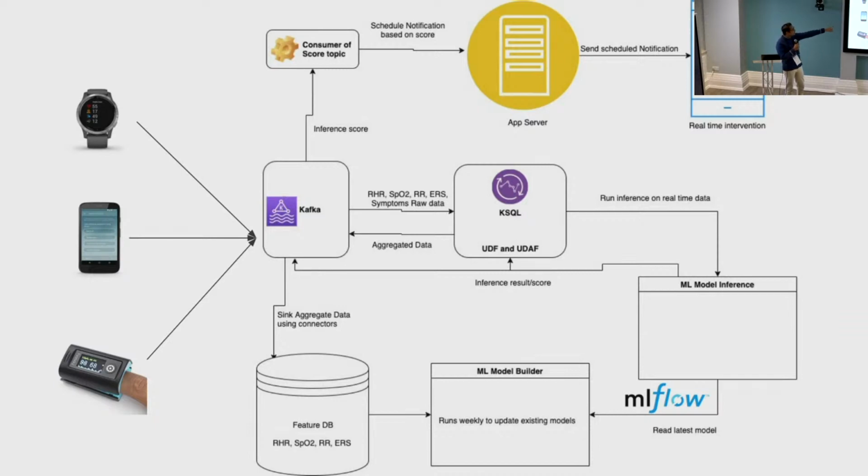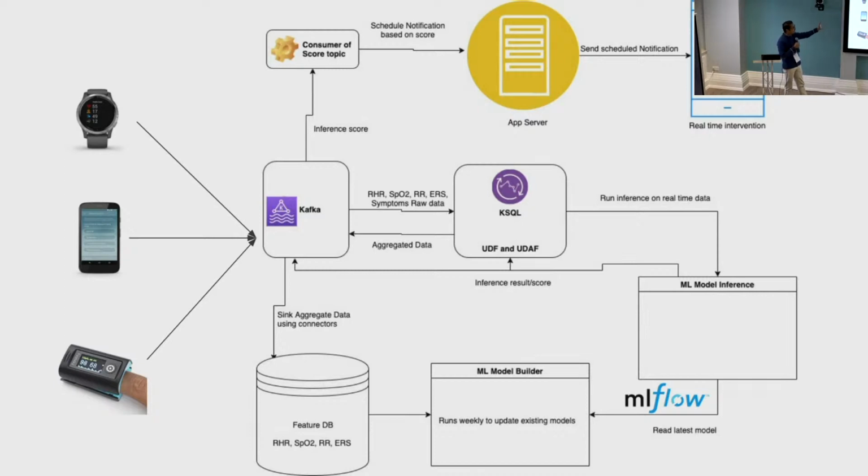Now, when new data is coming in, you can see the KSQL has a function that runs the inference in real time using the model inference. So that part is done in real time. Whenever we get new data, the KSQL makes the call to model inference. The model inference reads the latest or the best performing model from MLflow, and then runs the inference and returns the result. The result comes back here, and then that result is also propagated back to Kafka.